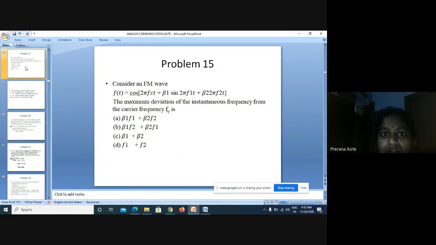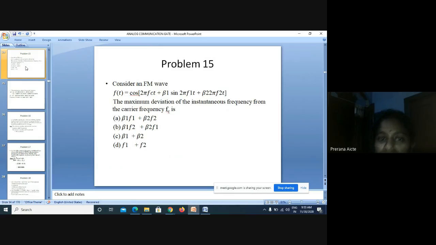When we change the frequency of the carrier signal in accordance with the message signal, that is the frequency modulation technique. So we will see one example. Consider an FM wave: f of t equal to cos of 2 pi fc t plus beta 1 sine of 2 pi f1 t plus beta 2 sine of 2 pi f2 t.